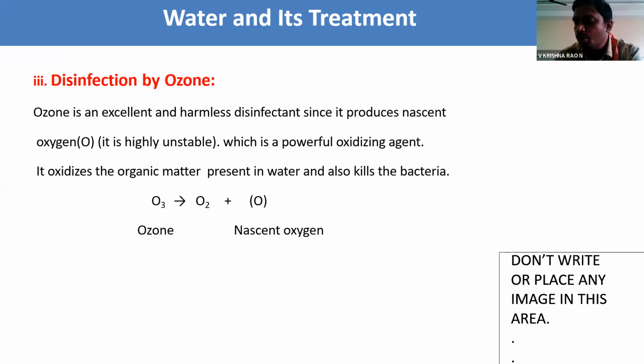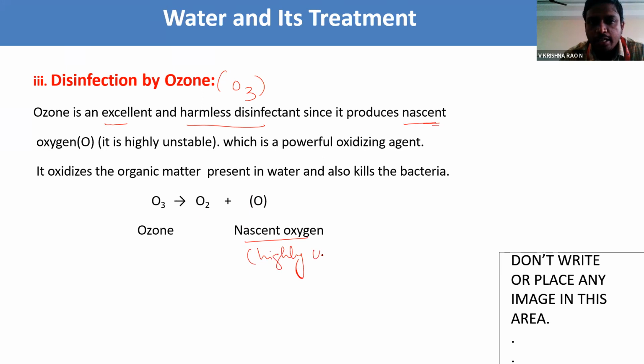Next, disinfection by ozone. Already you know how ozone is prepared. The formula for ozone is O3. It is an excellent and harmless disinfectant since it produces nascent oxygen, O2 plus nascent oxygen, which is highly unstable, and it acts as a powerful oxidizing agent.